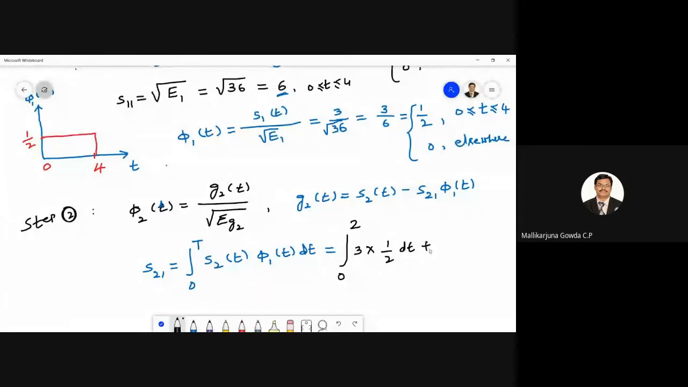So I can say integral 2 to 4, right? The value of S2 of t is 0, right? And pi 1 of t is 1 by 2 into dt, right? I know this product will be 0, right? So the second integral value will be 0. So with this, is it possible to say what value I can write?